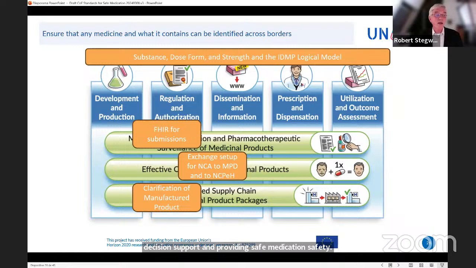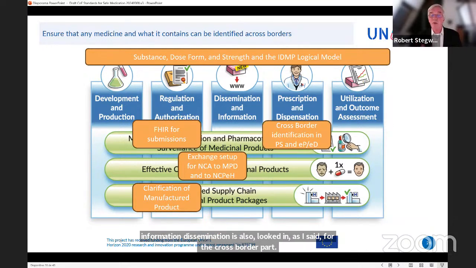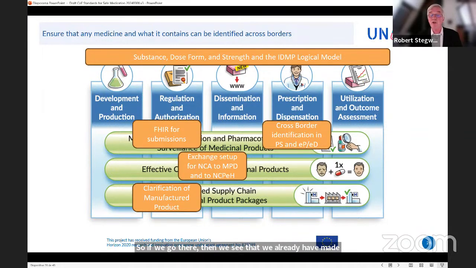If we go on, then the information dissemination is also looked in, as I said, for the cross-border part. So if we go there, then we see that we already have made change requests to the MyHealth@EU infrastructure for cross-border e-prescribing and e-dispensing, but also for the patient summary to include those substance, dose form, and strength elements in those specifications, so that it's clear that it's not just a local product, but you can also identify what that product would be in another country based on those three characteristics. And that has to do with substitution.